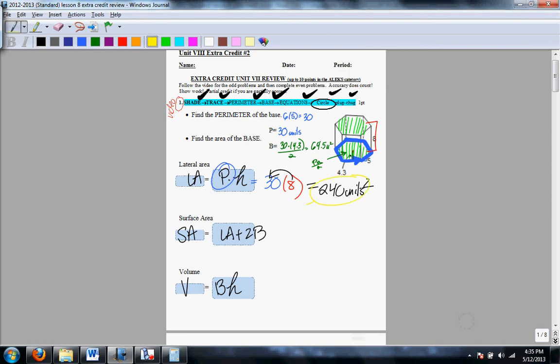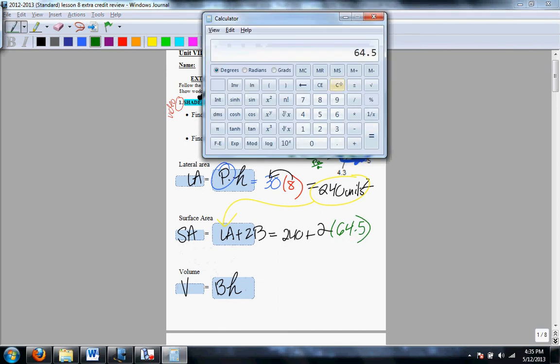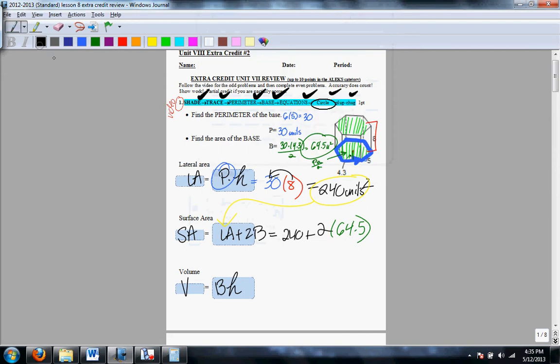Now we take that 240 and we're going to plop it in right there, so we get 240 plus 2, and we come up here when we pick up our bases, which is 64.5. So 64.5 times 2 gets us 129, plus 240, that's 369. So our surface area is 369 units squared.